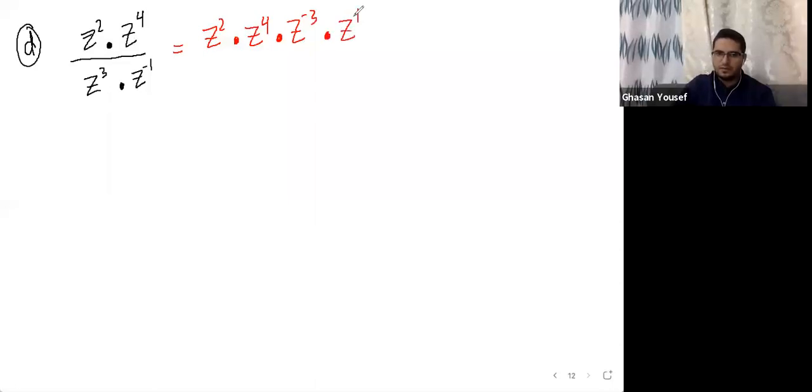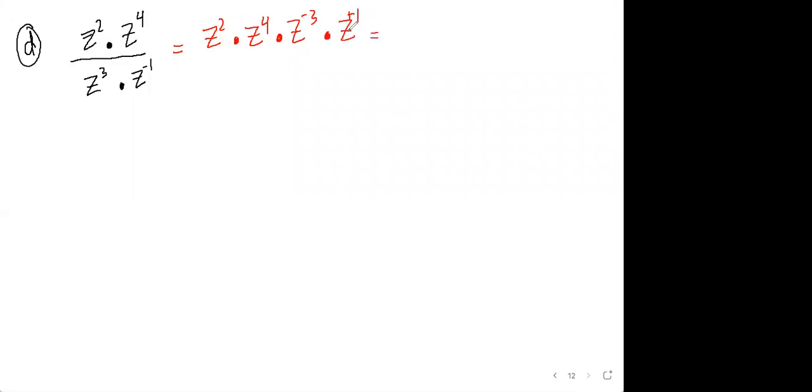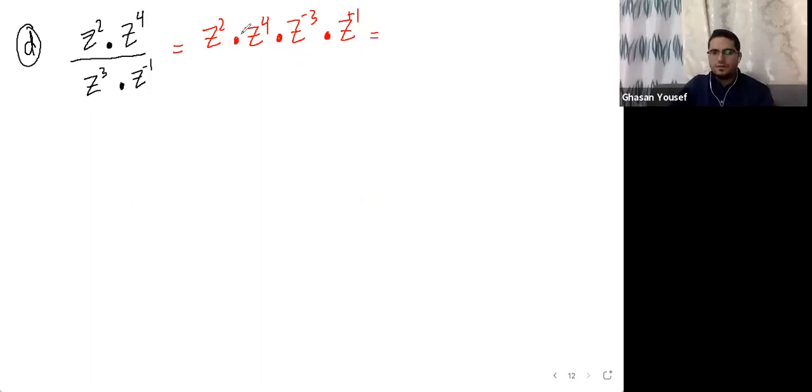Positive 1. Yes. So now we have the same base, z, z, z. What I have to do is just add the exponents together, because we have the same base with different exponents. So 2 plus 4 gives me 6, minus 3 gives me 3, plus 1 gives me 4. So the answer is z to the power 4. So all this is equal to z to the power 4.